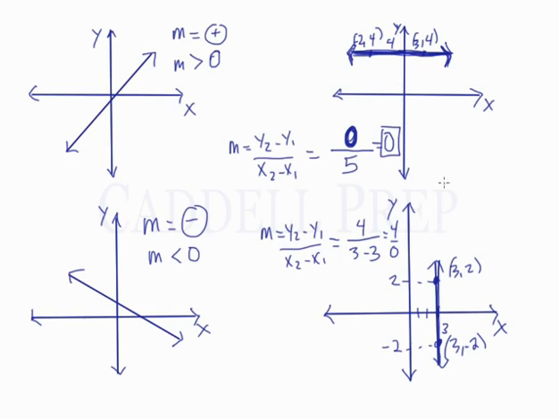Okay, very important. 4 divided by 0 does not equal 0. That's wrong. Okay, we cannot divide by 0. It doesn't exist. A number divided by 0 does not exist. So this is an undefined slope.